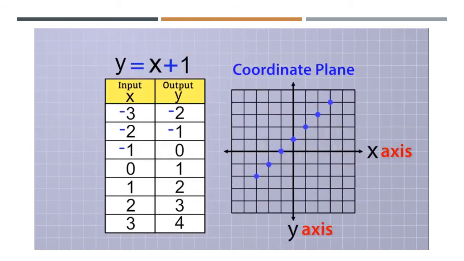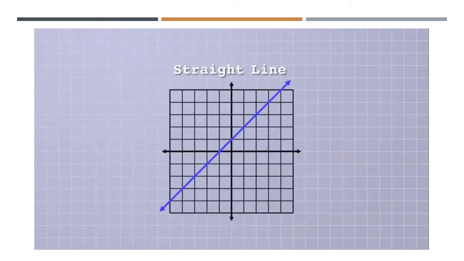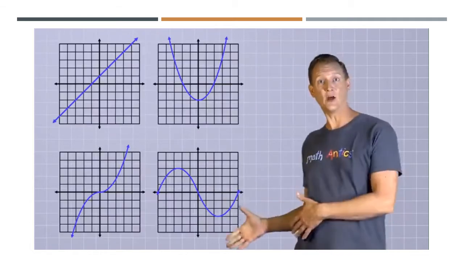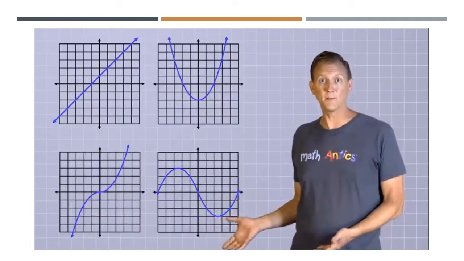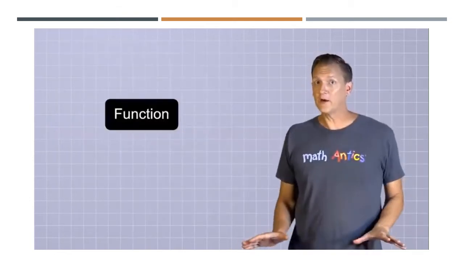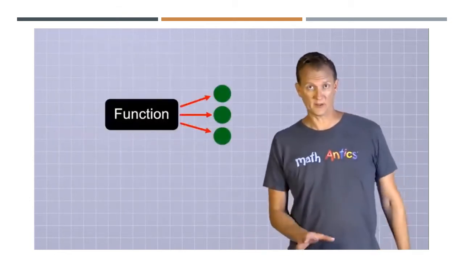Here are the points from our function table plotted on the coordinate plane. And here's the resulting graph we get if we connect those points. It forms a straight line, and it's an example of what is called a linear function. In algebra, there are lots of different kinds of functions that have interesting graphs. Quadratic functions, cubic functions, trig functions, and many more. These graphs may look like just a bunch of squiggly lines, but they're all functions. And we can tell they're functions just by looking at their graphs because they all pass the vertical line test. Remember how functions aren't allowed to have more than one output value for a particular input value?